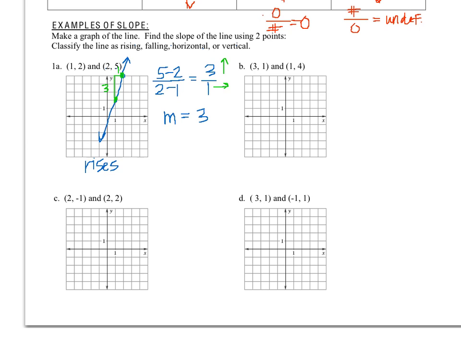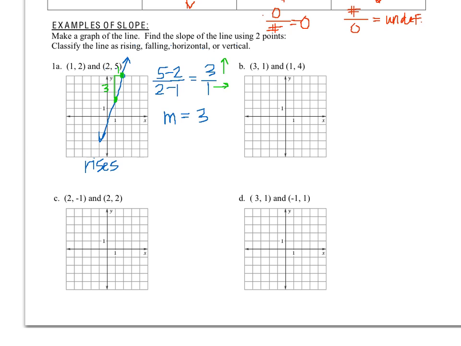I could find additional points from here if I found another point that went up 3 and over 1 to get to the first point I had. And we will talk about that tomorrow when we talk about graphing. So let's try the second one.